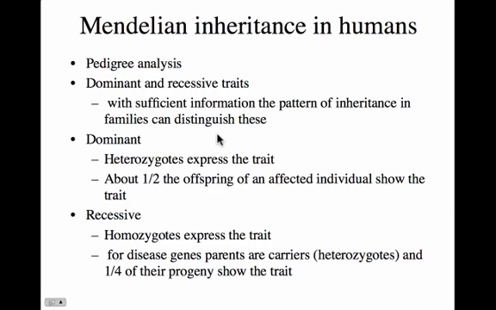And if we think about this just for disease genes, in a dominant disease gene, heterozygotes who possess that allele will express the trait, and they can expect that about half of their offspring will also be affected. However, if a disease gene is recessive, then you need to be homozygous to have the disease or express the trait. And for disease genes, then the parents must be carriers or heterozygotes, and they can expect about a quarter of their progeny are going to show the trait. So in a lecture, we're going to consider a lot of different examples of human genetics.